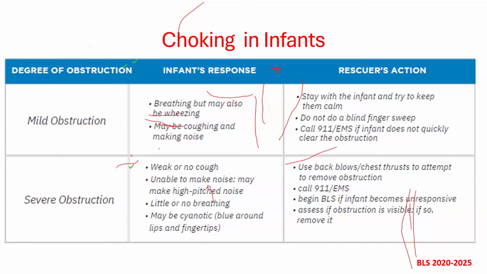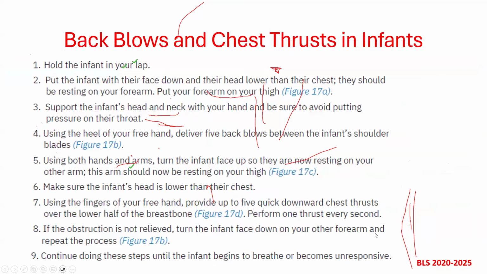When there is a severe obstruction, with a weak or no cough, unable to make noise or making a high-pitched noise, little or no breathing, and possibly cyanosis, a blue color around the lips and fingers, use back blows and chest thrusts to attempt to remove the obstruction and activate emergency medical services. If the patient becomes unresponsive, begin basic life support. If the obstruction is visible, remove it.